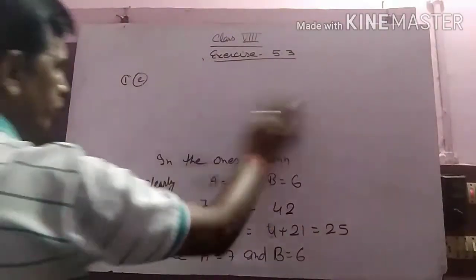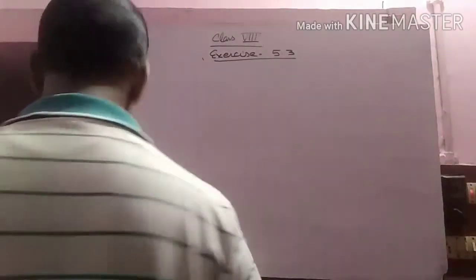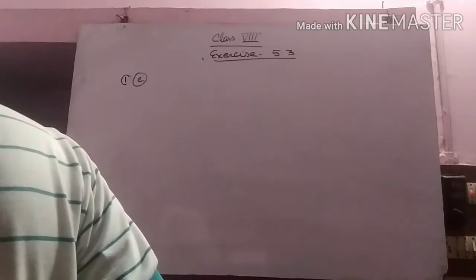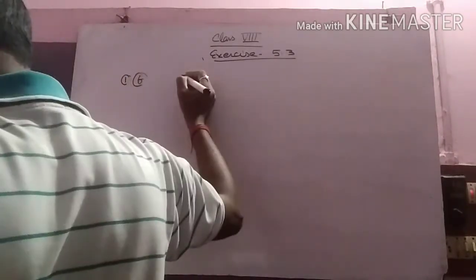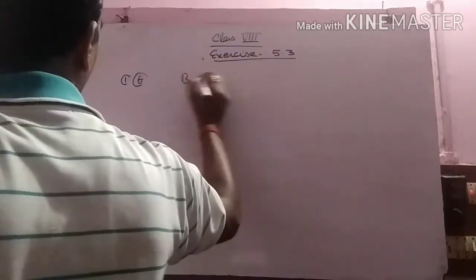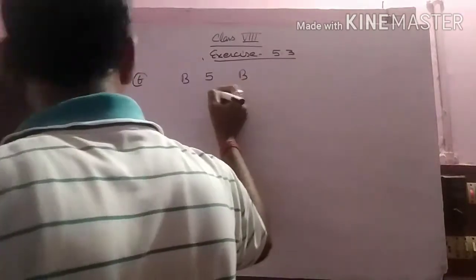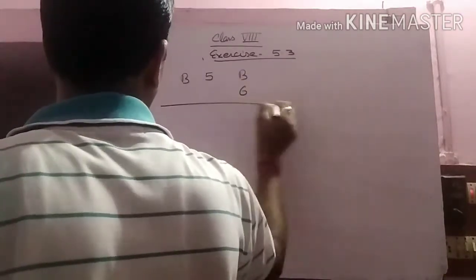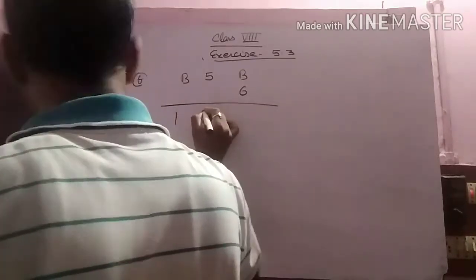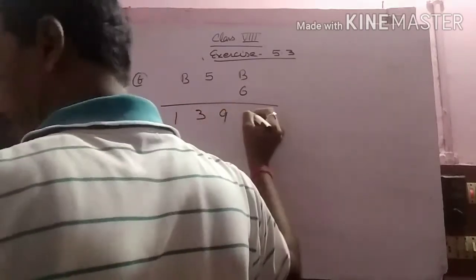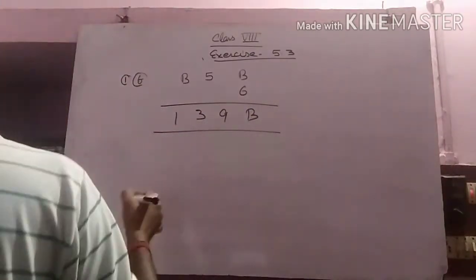Okay? The next one is question number F, given here. D5B into 6. The result will be 1,3,9,B. Okay, we have to start from the main.